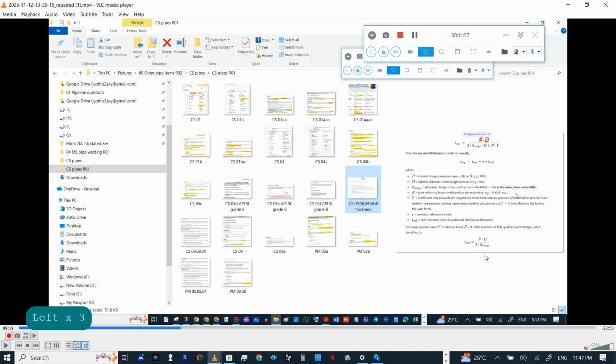calculated thickness, plus C, the corrosion allowance, which is 3 mm. But for our specification, because we are providing cathodic protection, this is not required. Then T mill tolerance is T mill. It is always 0.5, a safety margin, so that thickness is not reduced to less than the minimum during manufacturing.